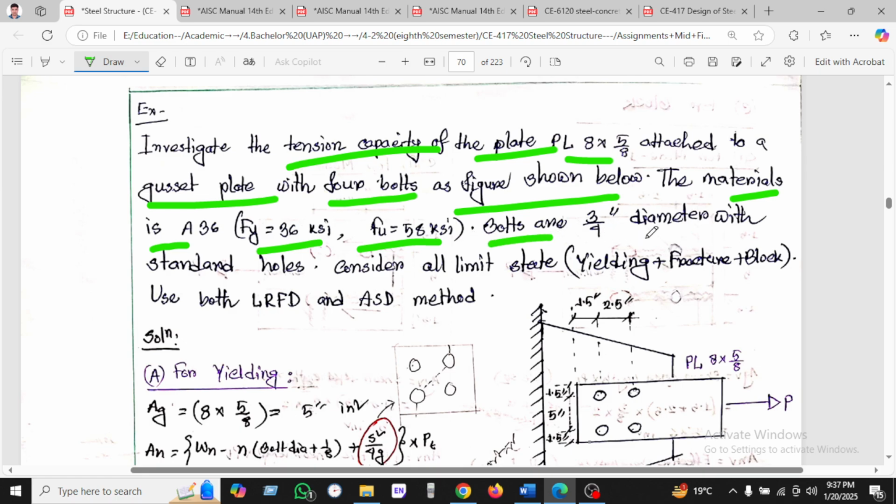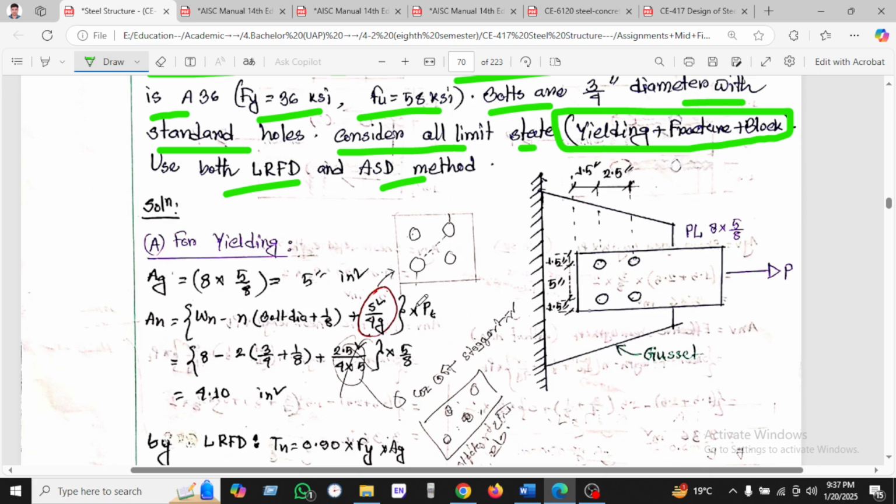Bolts are 3/4 inch diameter with a standard hole. Consider all the limit states: yielding, fracture, and block shear. So we are considering all of these. Use the LRFD and ASD methods. At first, I'm solving this as a yielding failure.